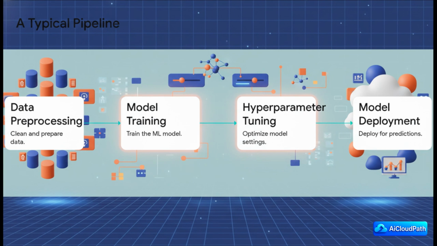And this is a perfect example of what that looks like. It's like a set of dominoes. A data pre-processing job finishes and automatically triggers the model training, which then kicks off the tuning, and finally, the best model gets deployed. Each step is a self-contained, automated part of a bigger logical flow.